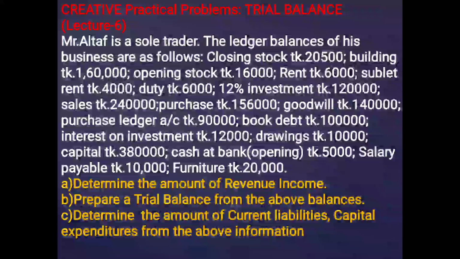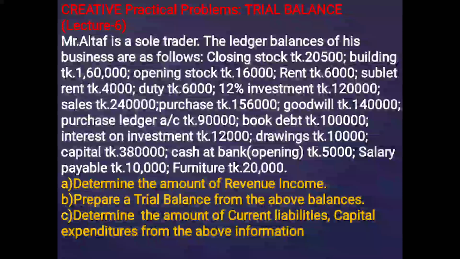Dear learners, from the above balances, you have to complete the following three requirements. Requirement A, determine the amount of revenue income, that is income of the business. Requirement B, prepare a trial balance from the above balances. Requirement C, determine the amount of current liabilities and capital expenditures from the above information.